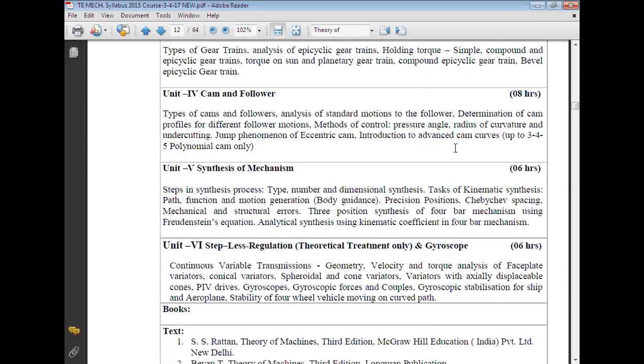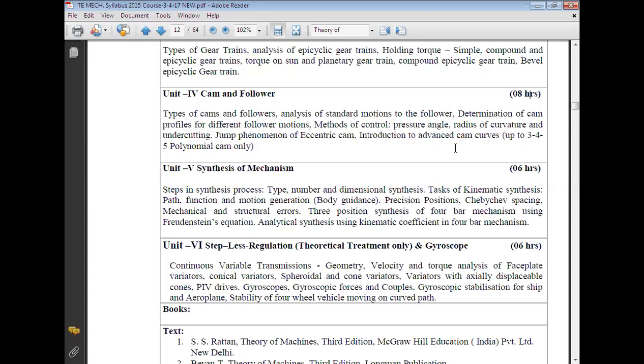unit number 5, synthesis of mechanism. Again, this unit will be taught for 6 hours. We are going to see the steps in the synthesis process. First is type synthesis, number synthesis, dimensional synthesis, then task of kinematic synthesis, path function, motion generation, body guidance, precision positions, Chebyshev spacing, mechanical and structural errors, 3-position synthesis of 4-bar mechanism using Freudenstein equation, analytical synthesis using kinematic coefficient in 4-bar mechanism.